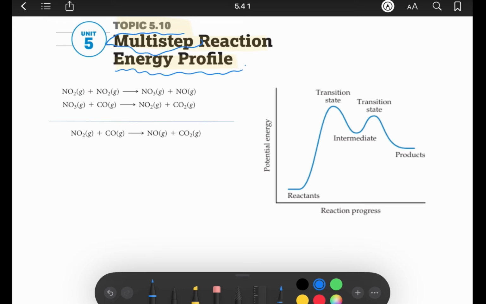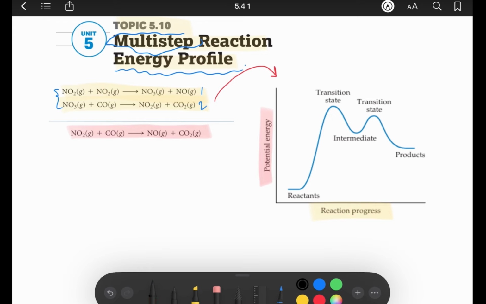So let's have a look at the two equations right here. The two equations represent elementary steps for an overall reaction. So this is the overall equation, and these are the two steps of the reaction, step 1 and step 2. These two steps are represented in a graph, and the same thing is repeated: the y-axis represents the energy profile, whereas the x-axis represents the reaction coordinate, or reaction progress.